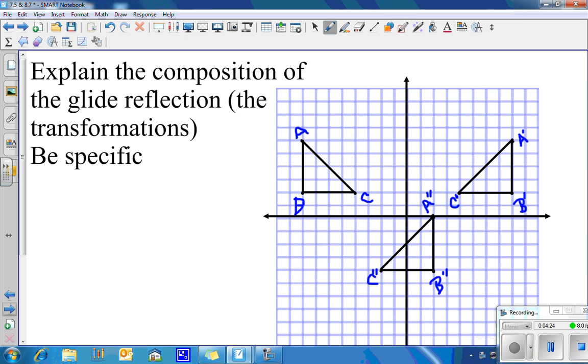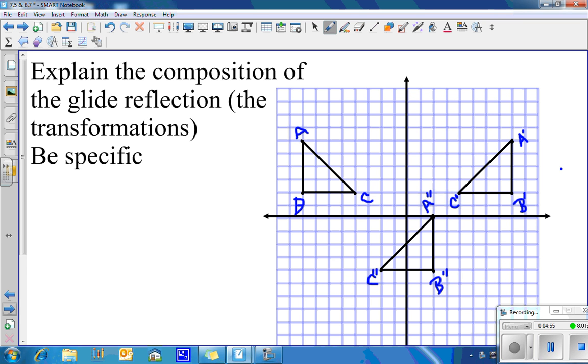So the next one asks you to explain the composition of the glide reflection. In other words, what's happening with the transformations? What's going on? Be very specific. So we start with the preimage. Preimage doesn't have the prime markings. So right here I have A, B, and C. And then I do something with it to get over here in quadrant 1. And I get A prime, B prime, and C prime.